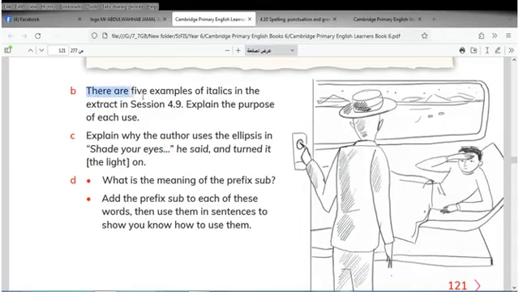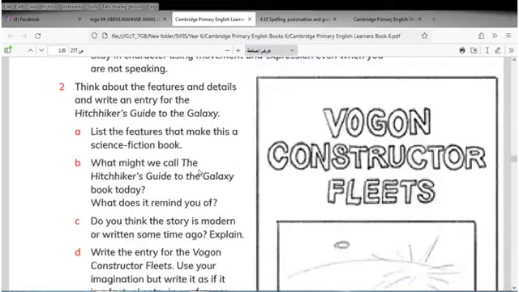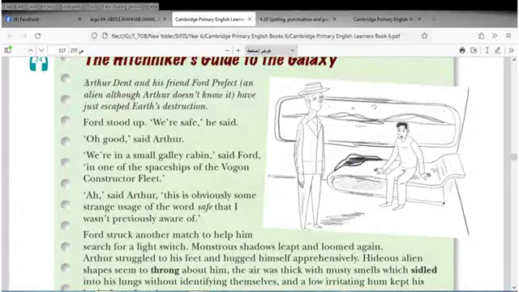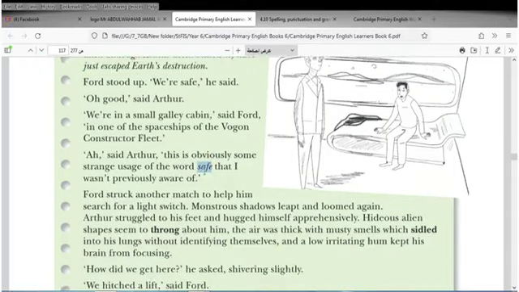Now, we have here B. There are 5 examples of italics in the extract from session 4.9. Explain the purpose of using each. Italic is to type, on this, like that thing here, in this shape. That's the italic. That's number 1. Here we use it to make a background about the story. And here, "safe." When he said, we are safe, he said, and then he comments on the word safe.